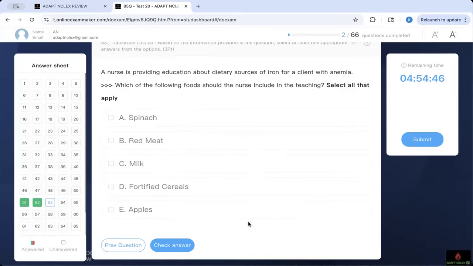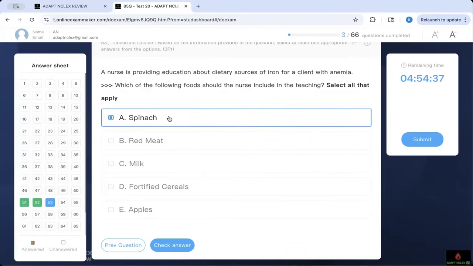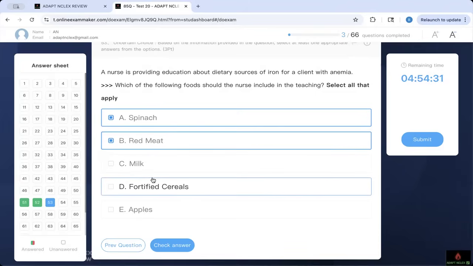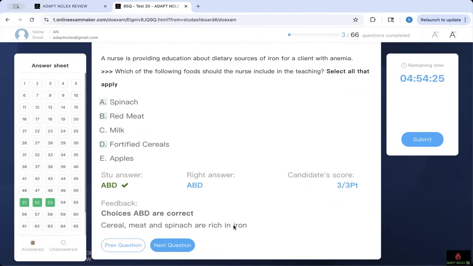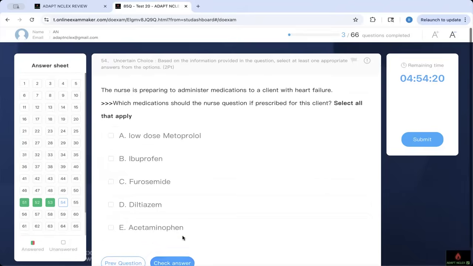Spinach, red meat, milk, fortified cereal, and apples. Which ones are good sources of iron? Spinach, green leafy vegetables. Very good. Red meat, higher source of iron. Milk, calcium. Fortified cereal, very good. Apple, nothing. So pay attention, know them. Key fact about iron-rich diet.